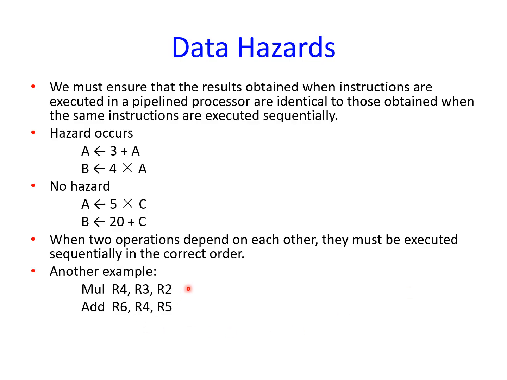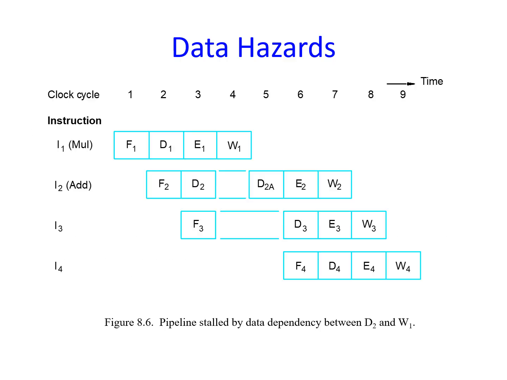For example, here when you see a low level instruction with R2, R3 and R4, R2 is multiplied with R3 and the result is stored in R4. So R4 is the source operand in the next instruction. So there is a data dependency. So you have a data hazard.